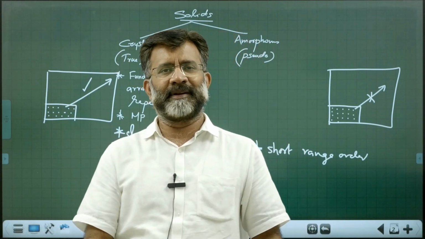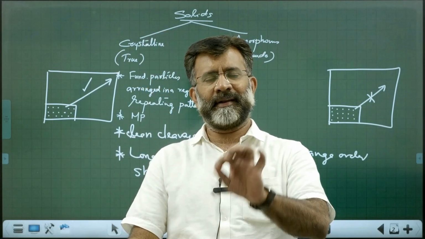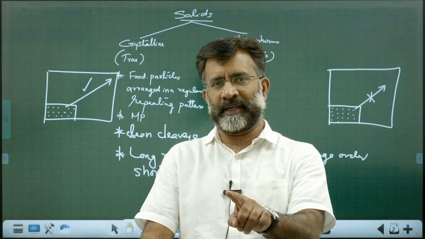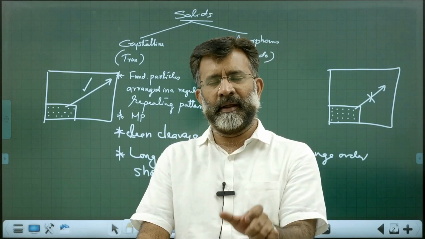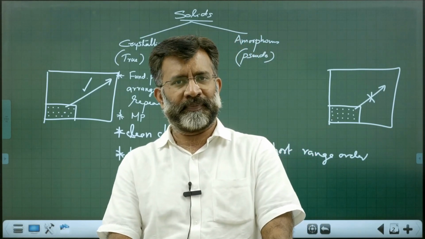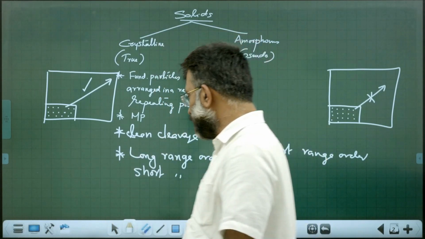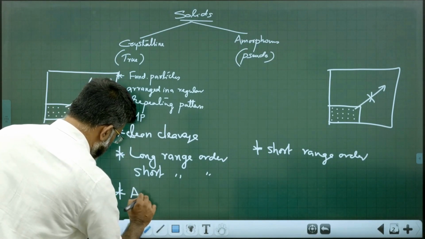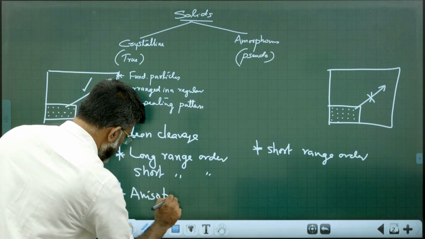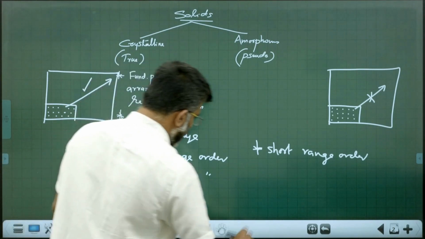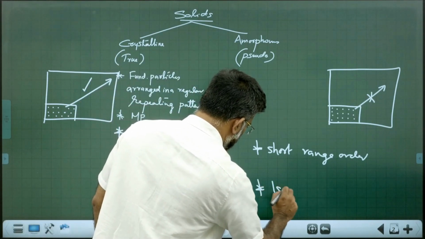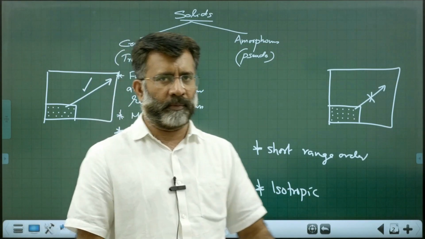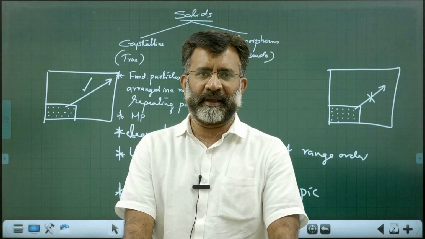So crystalline materials maintain short range order as well as long range order. While in amorphous materials, there can be an order, but it will be a short range order, right? A very important property all of you know: crystalline materials are anisotropic in nature, while amorphous materials are isotropic in nature. Isotropy, anisotropy. What is meant by isotropy, anisotropy?